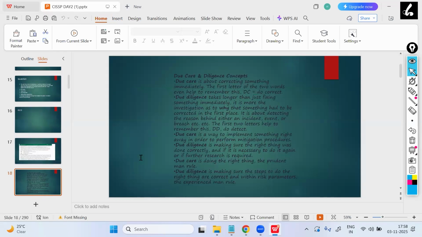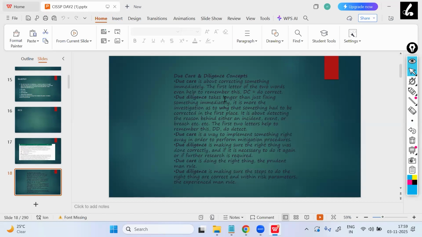Okay. Due care, again, this is just for you because you can expect questions and people get confused in this concept. Due care is about correcting something. This is another way to remember this. So I told you to remember due diligence equals verification, validation. If you see those kinds of terms, that is due diligence. Another way to remember is DC equals do correct. Why do correct? What a sensible person would do, he would do the correct things. So this is another way to remember that DC equals do correct, what a sensible person would do.